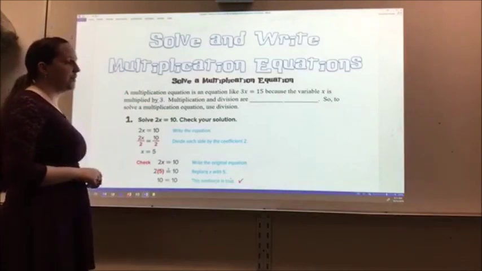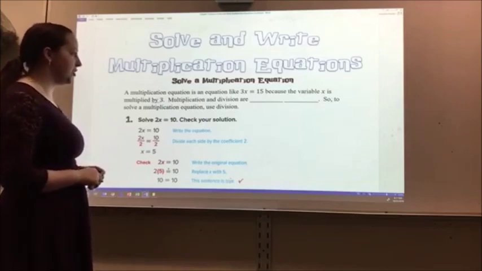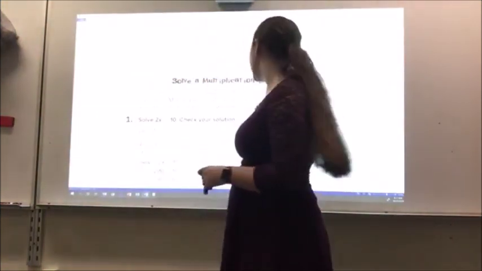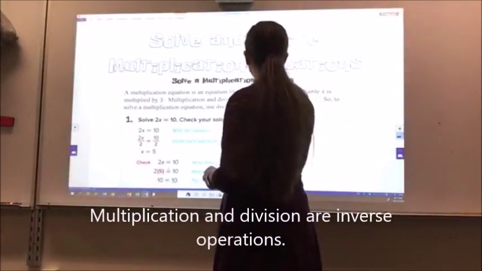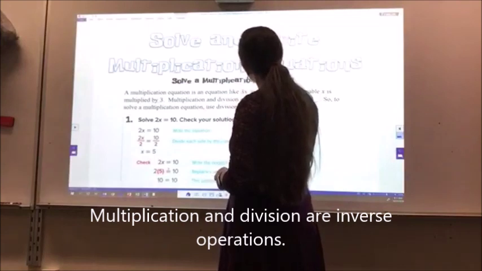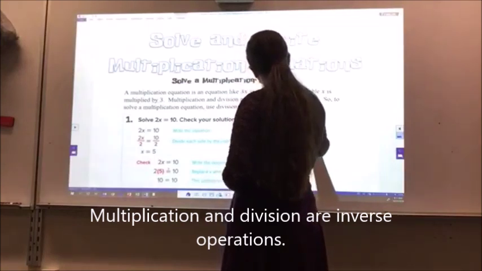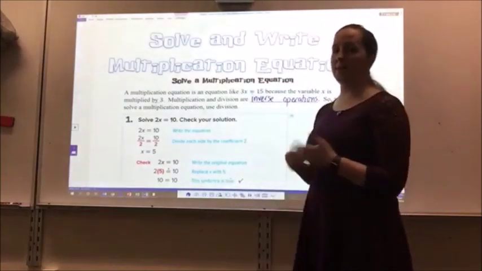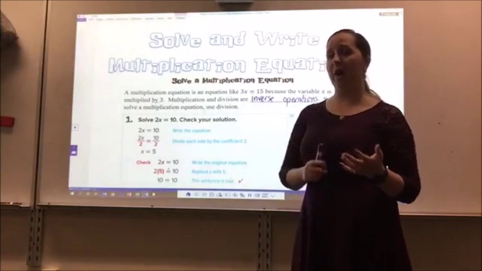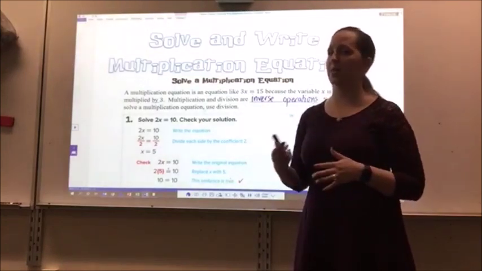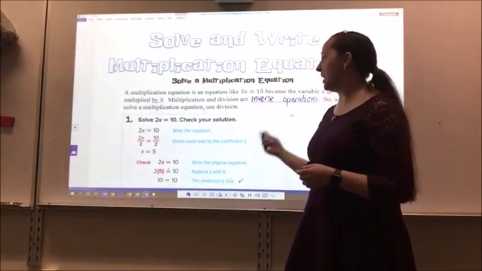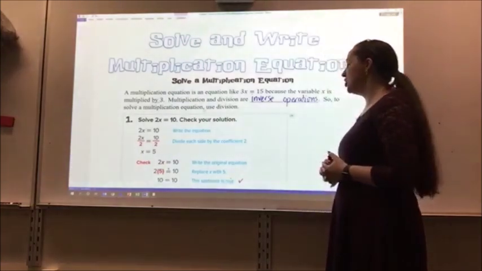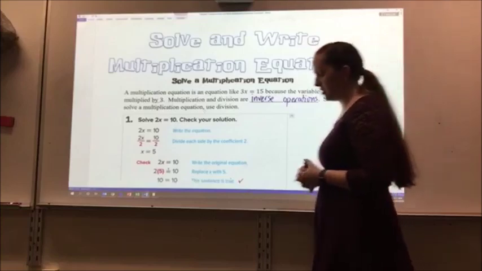Multiplication and division are blank, blank. So to solve a multiplication equation, use division. In those two blanks, you're going to write inverse operations. Just like dealing with anything else, addition is an inverse operation of subtraction. Subtraction is an inverse operation of addition. Multiplication is an inverse operation of division. So I can use division to solve multiplication equations.